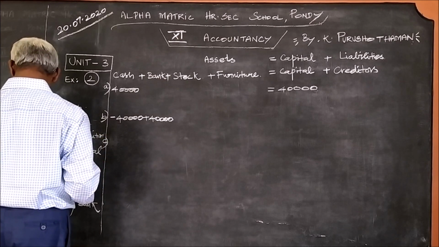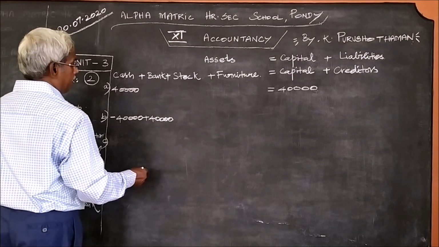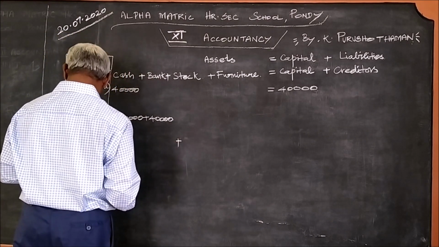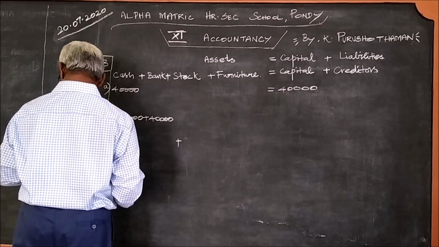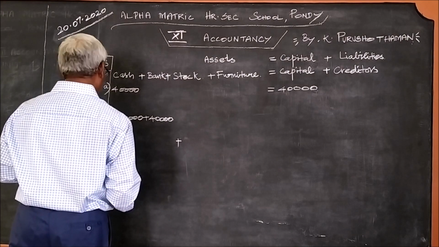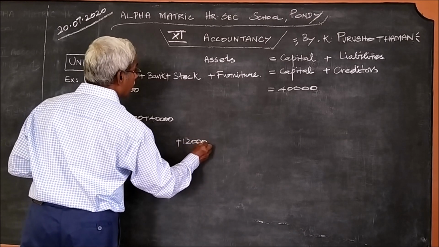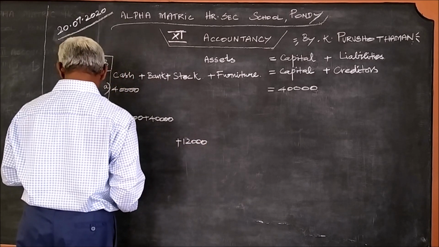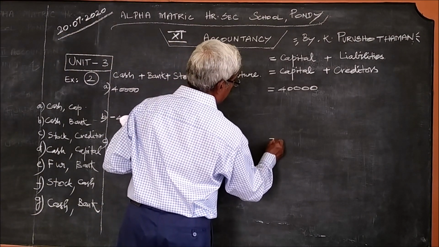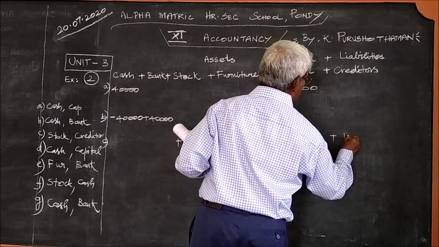C, bought goods from Hari on credit. When goods are bought, it is called stock. It increases the amount of stock. Therefore, it is 12,000 for stock. Since it is bought on credit basis, this is equal to creditor 12,000.